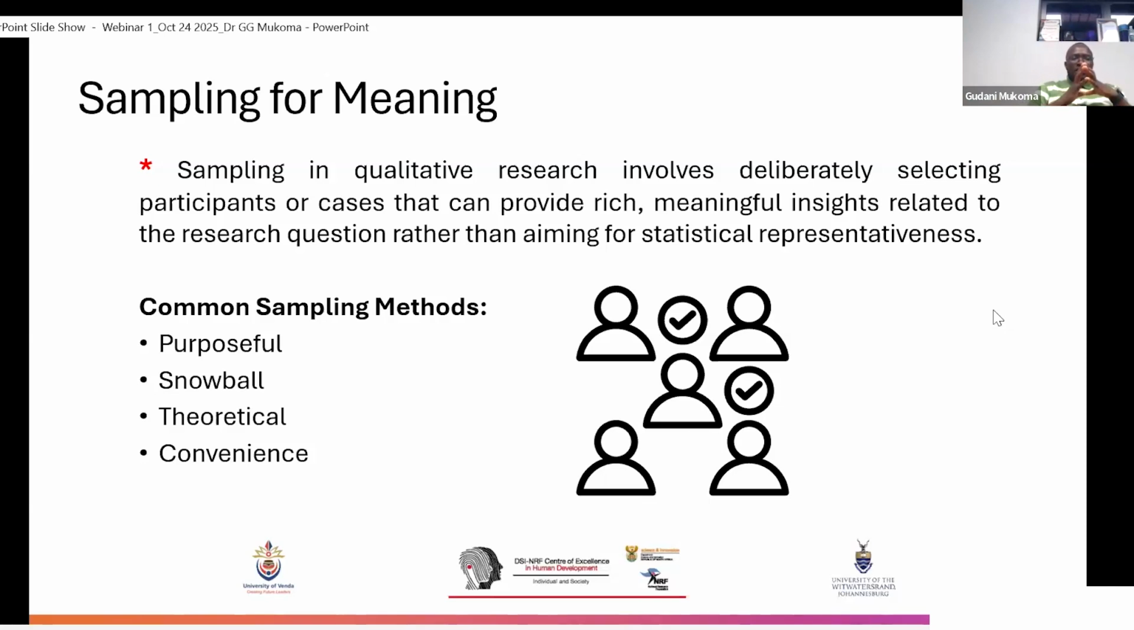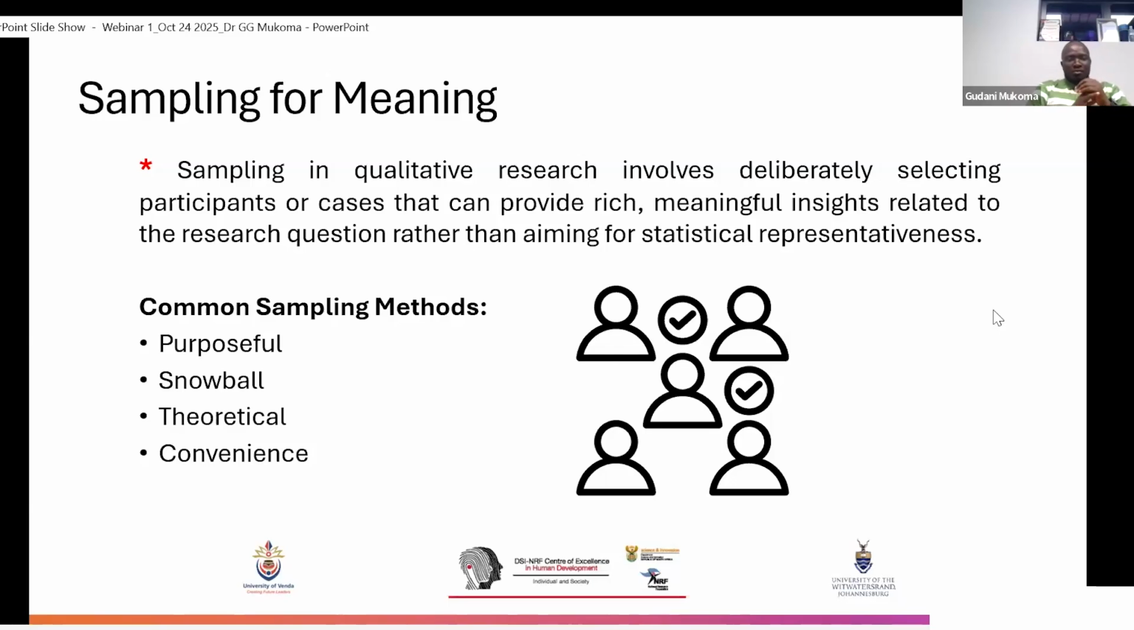And then we've got what we call theoretical sampling. This is often used in grounded theory research, and this method involves picking participants based on new ideas and developing theories. Here, researchers adapt their sampling as they collect the data to explore and better understand different theoretical categories. So I'm going to move a bit faster so that the time is not too off. I see we are left with just a couple of minutes.